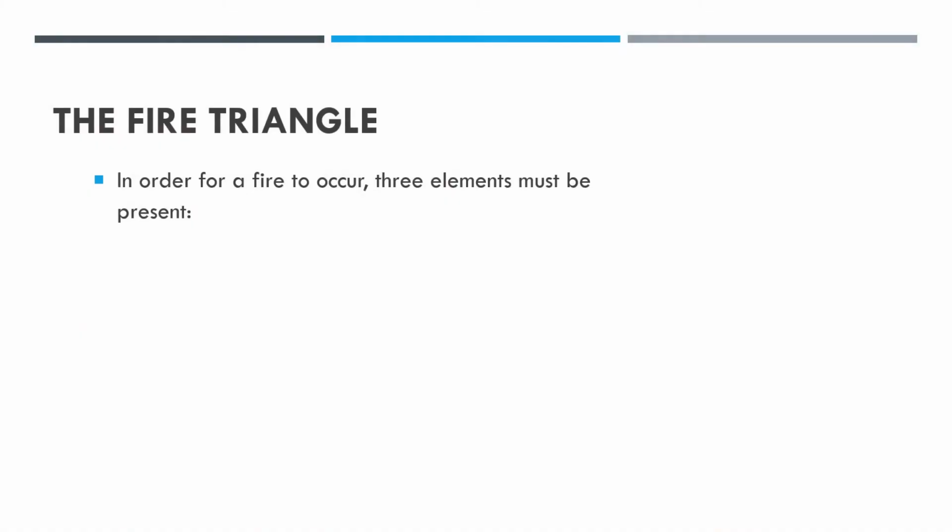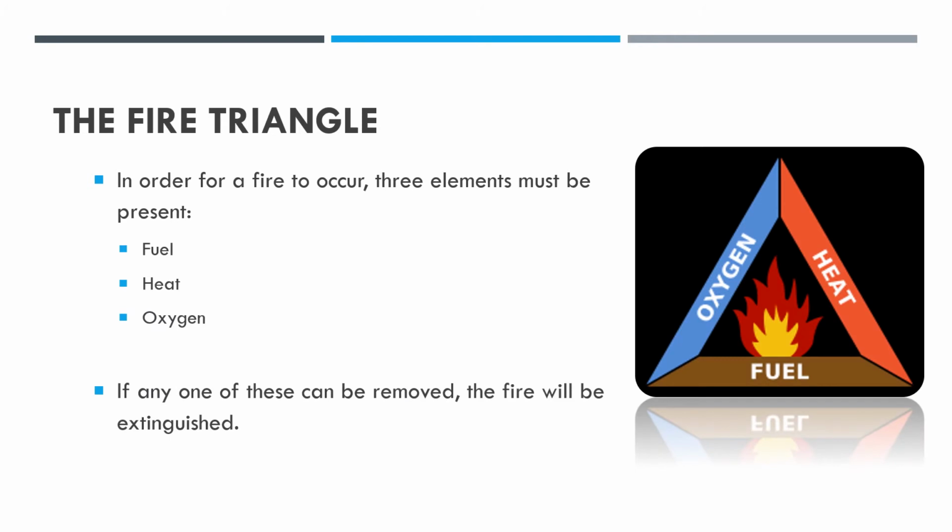Fire prevention. In order for a fire to occur, three elements must be present: fuel, heat, and oxygen. This makes up the fire triangle. If any one of these elements can be removed, the fire can be extinguished.